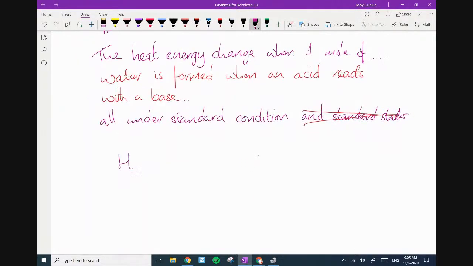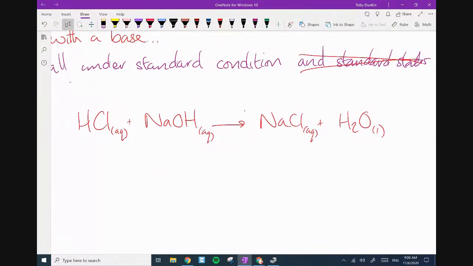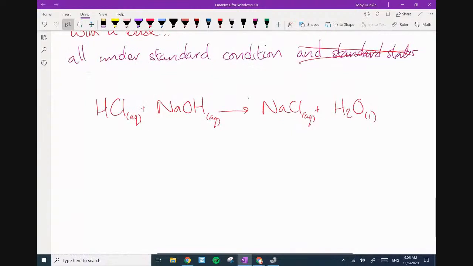HCl reacting with sodium hydroxide to form salt and water. But the key thing is 1 mole of water is being formed in a liquid state. They're all aqueous. That's why they're non-standard, because an acid needs to be in solution to be able to do neutralization. The standard state for HCl, by the way, is a gas, and the standard state for sodium hydroxide is a solid, and the standard state for sodium chloride is a solid as well. So they're not standard, so we ignore that, but we must make 1 mole of water.